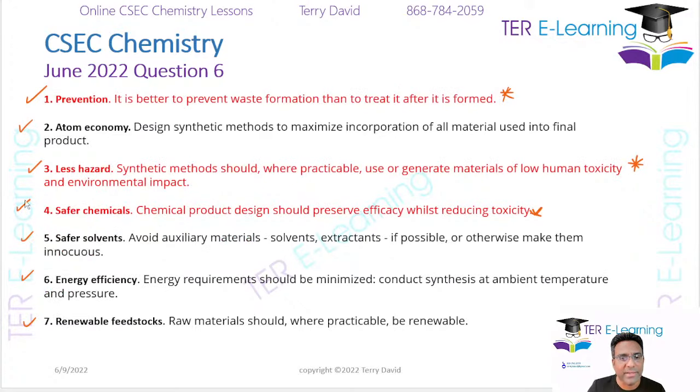The next one here, you could choose any one of these: prevention, less hazard, or even safer chemicals. Whatever you're manufacturing here, try to use chemicals that are safer for the environment. That is how they want you to answer this particular question, guys.